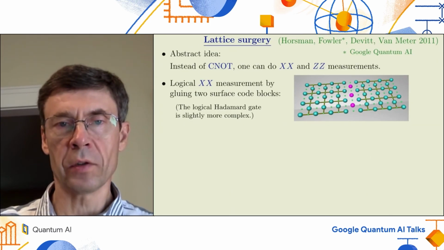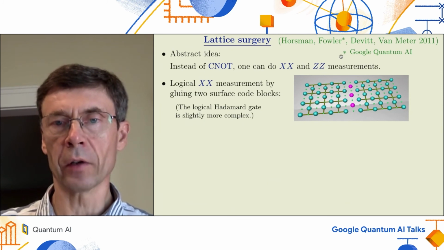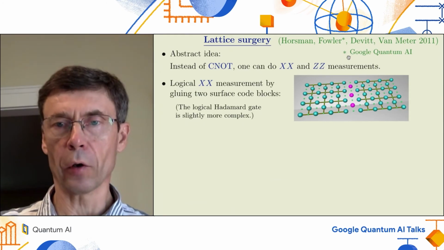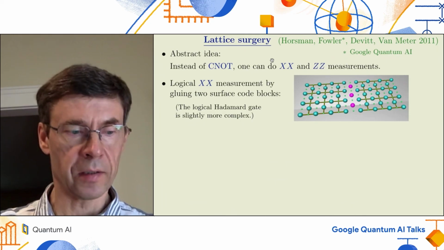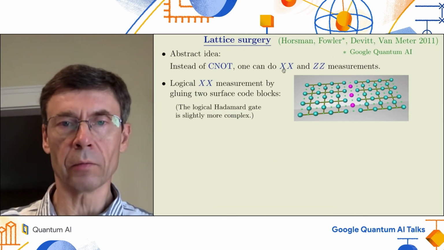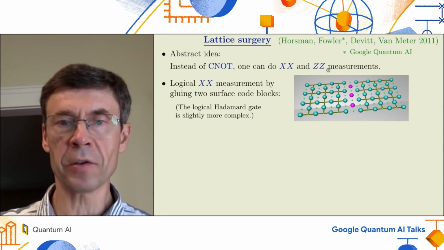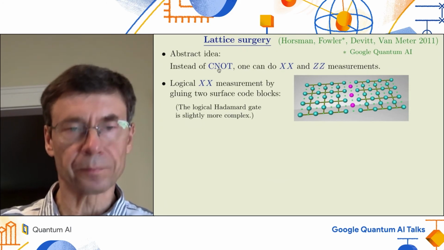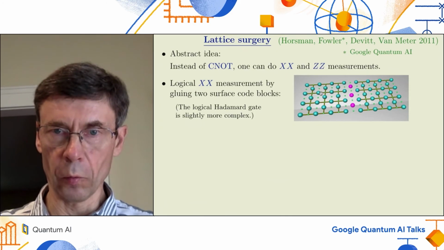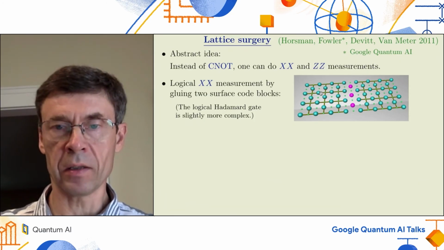Lattice surgery was introduced in this paper of 4 authors. Austin Fowler is currently a member of Google Quantum team. The abstract idea is simple. Instead of CNOT, one can do XX and ZZ measurements. They're computationally equivalent to CNOT. Now, we do those measurements by surgery, that is, by cutting and stitching surface code blocks.